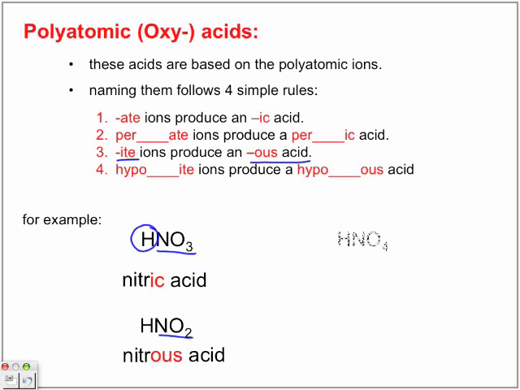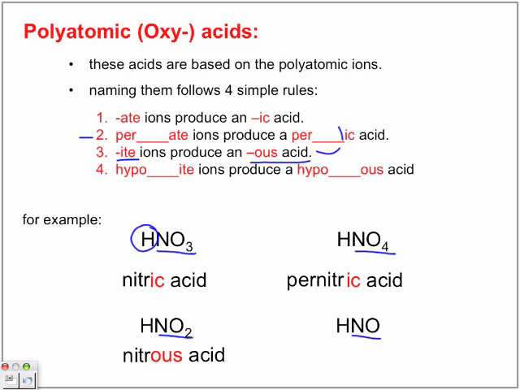Now, we move over to HNO4 here. The NO4 is a derivative of the nitrate ion, but because we've gained an oxygen, it's a pernitrate ion. And a pernitrate ion now, looking at step number 2 here, becomes pernitric acid. Okay. And lastly, we've removed up to 2 oxygens from the original polyatomic of nitrate.